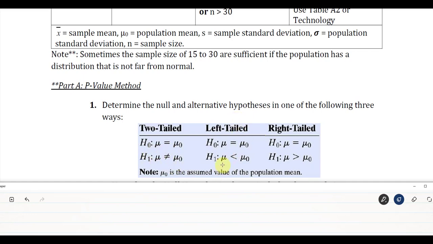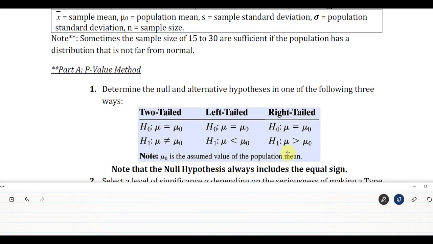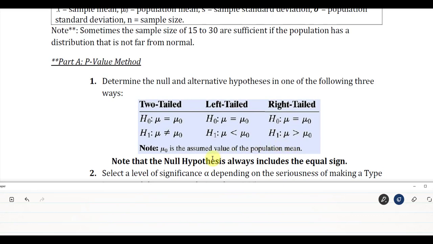For the left tail, we assume that it's less than the assumed value, and for the right tail, we assume that it's bigger than the assumed value. And again, for the left tail, the arrow is pointing to the left, and for the right tail, the arrow is pointing to the right. And the null hypothesis always includes the equal sign here, here, and here.